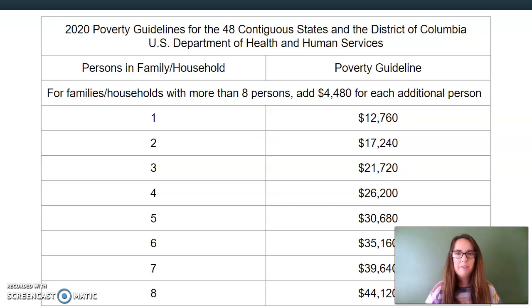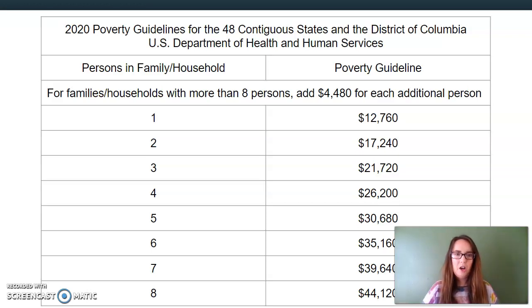The U.S. Department of Health and Human Services defines poverty by how many people are living in the household and how much income that family is making. So say there's a three-person household, maybe a single parent and two children. If that family is making less than $21,720, they are considered to be living below poverty.